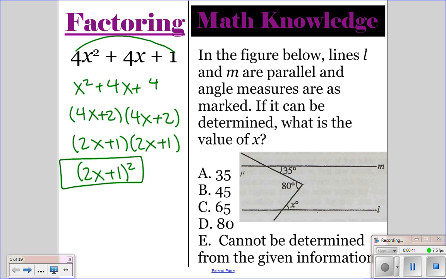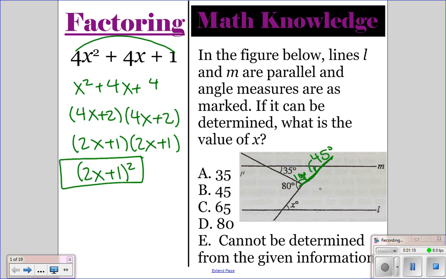Now for the math knowledge question. They tell us that lines M and N are parallel. So I'm going to come over here and extend this line a little bit further. I'm going to make that a transversal that just keeps going. Now if this part here is 80 degrees, that means that this part here is 100. So if that's 100 degrees, this angle here is 35. This angle is the third angle in the triangle, and it is going to be 45 degrees.